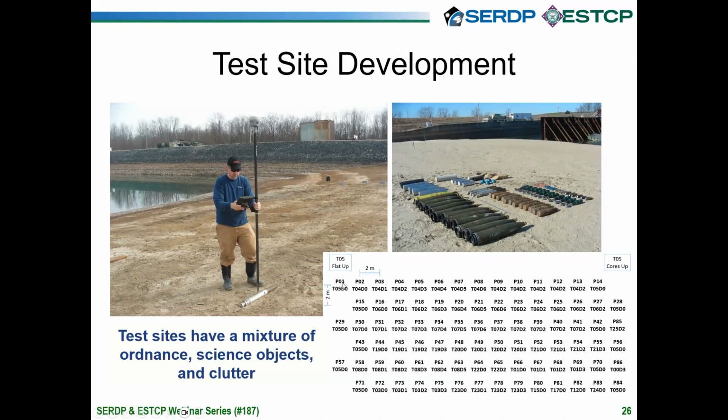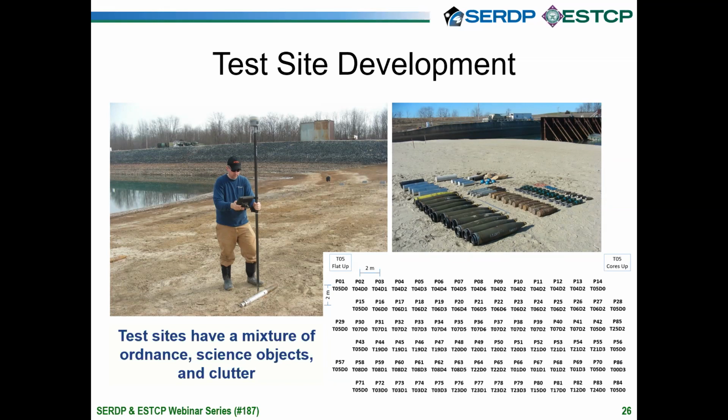So here you can see in this case at this site we had 86 total positions called out, and we had those positions on a 2 meter by 2 meter grid. So at this site we deployed 86 objects. At our local site we have 78 objects deployed. So between our two sites we have over 150 objects.